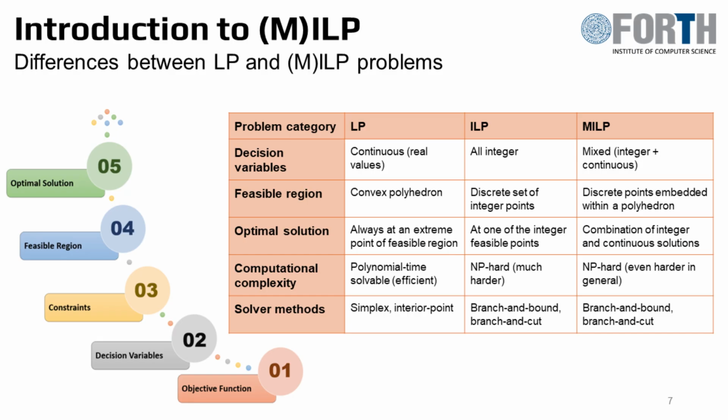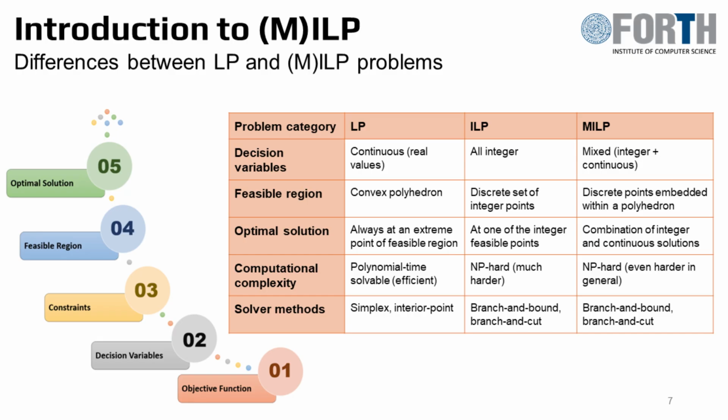Second, geometry of the feasible region. LP feasible regions are continuous and convex. This guarantees that local optimality implies global optimality. In contrast, MILP feasible regions consist of discrete points embedded within a polyhedron. The solver must identify which of these discrete points is optimal.